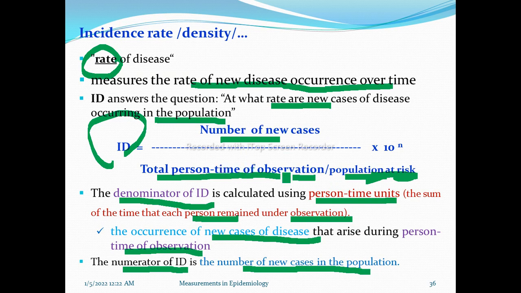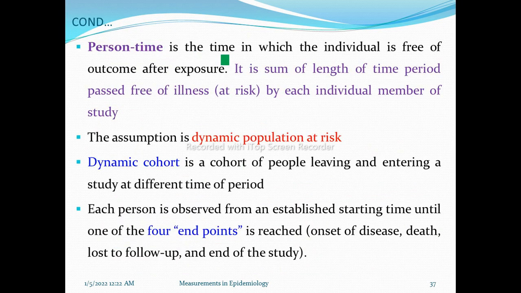The denominator of incidence density is person-time of observation, whereas the denominator in cumulative incidence is the population at risk, the number of the population at risk. This is the first difference between them. Person-time is the time in which an individual is free of the outcome after exposure. After exposure, individuals will be followed to see the outcome. So person-time is the time between exposure and outcome.